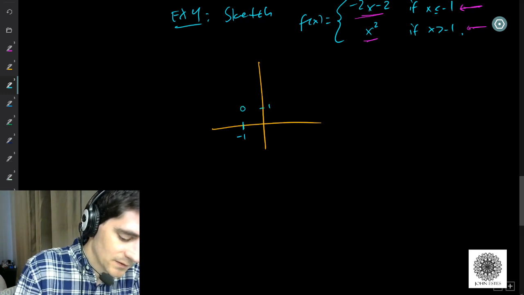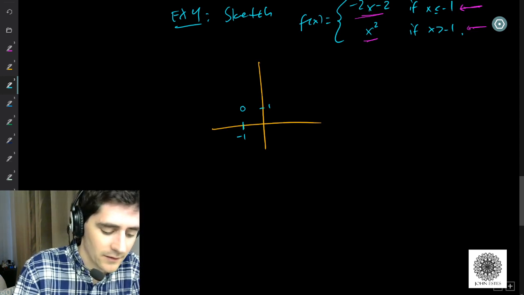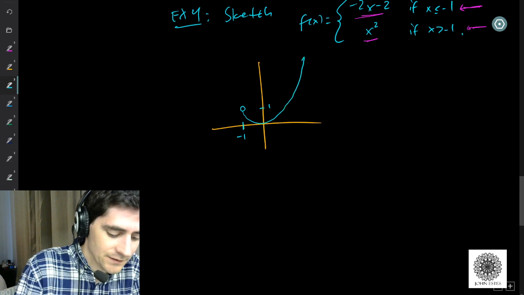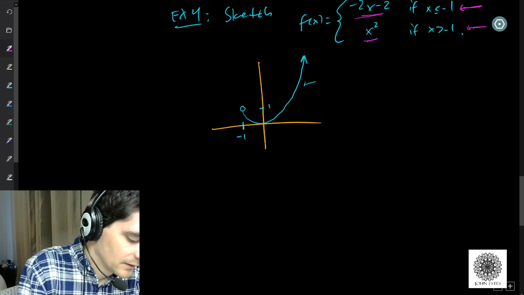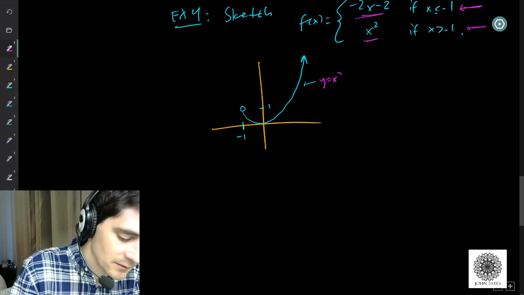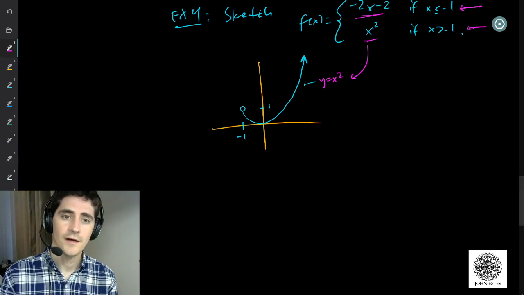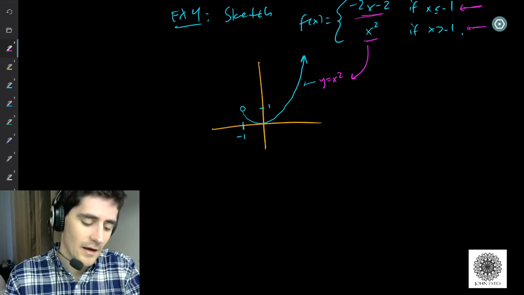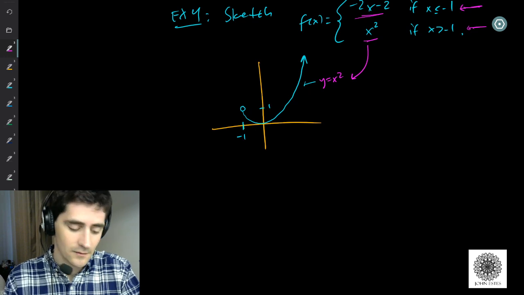And I'm going to put an open circle because x doesn't equal -1 at this spot, right? It's strictly greater than. But from there, I take on the graph of x squared, which is just a parabola, right? So you can think of this as kind of just y equals x squared. And that's if x is greater than -1, that's the graph I have. If x is less than or equal to -1, I have -2x minus 2, which is a straight line, okay?